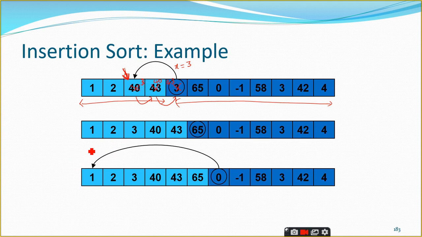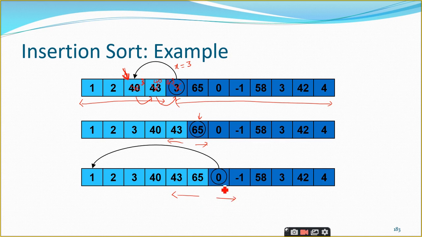Now, the elements will be 1, 2, 3, 40 and 43. This is sorted and this is unsorted. Take the first element of the unsorted array, 65, and compare it with the elements ahead of it. 65 compared with 43. Since 65 is greater than 43, there is nothing to do, leave it. And after this step, this becomes sorted and this becomes unsorted.